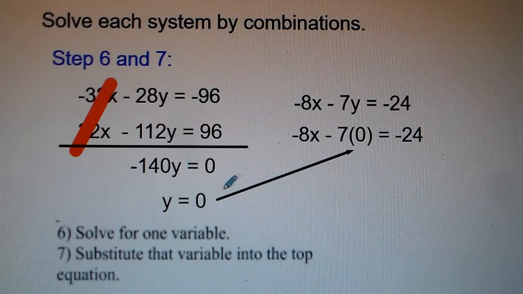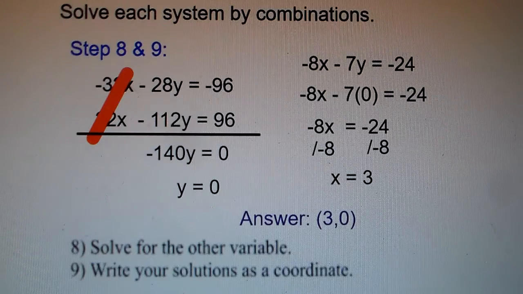We then substitute that 0 in for the y in that top equation, which was, from the beginning, negative 8x minus 7y equals negative 24. So we put that 0 in for the y. Negative 7 times 0 is going to get us 0. So we have negative 8x equals negative 24. Divide both sides by negative 8 and we get x equals positive 3. So our answer is (3, 0), our coordinate, because our x comes first, then our y.